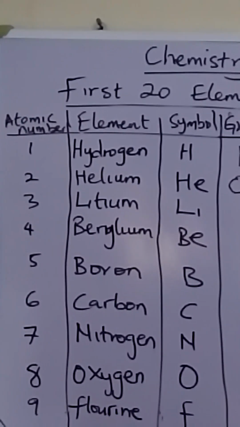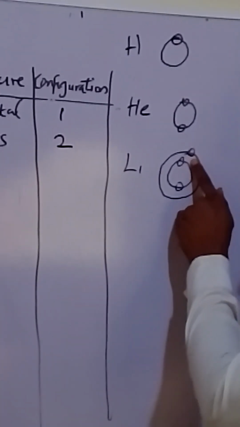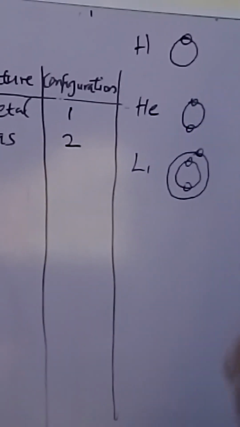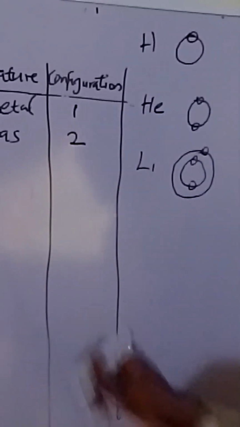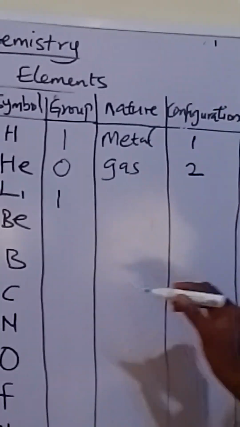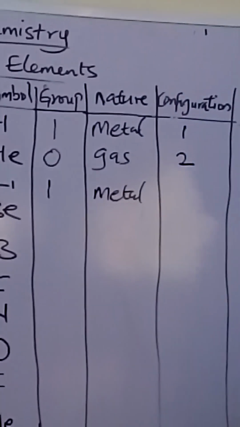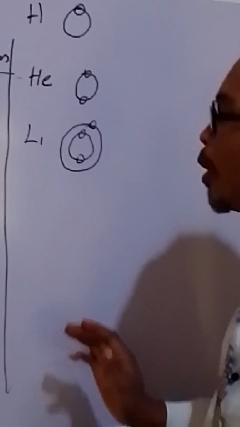lithium atom. So lithium belongs to group 1. Why is it group 1? Because it has 1 electron in the outermost shell. What this means is the group is the number of electrons it has in the outermost shell. So lithium belongs to group 1. And lithium is also a metal. Remember we said every element that has 1, 2, or 3 in the outermost shell is a metal, meaning that they will react and give out electrons. We will come to that.